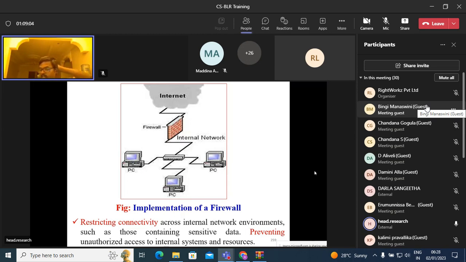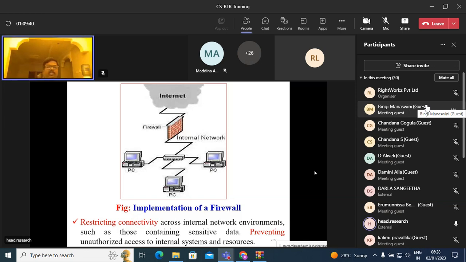If you see the diagram, whenever you are connecting to the internet, you are in danger. That's why we need to check the firewall first. A firewall is software that detects what type of website you are opening, whether it is malicious software or unauthorized access. It is going to check that. Then the internal network is checked through a switch or through the LAN, local area network.